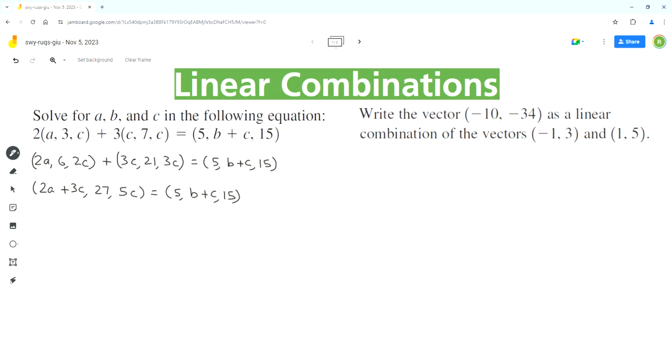Now these two vectors are equal to each other if their x components, y components, and z components are equal to each other. So we will use this to write three equations for this vector equation. So we can equate the x components. So this is our first equation, and our second equation is for y components, and our third equation is for z component.